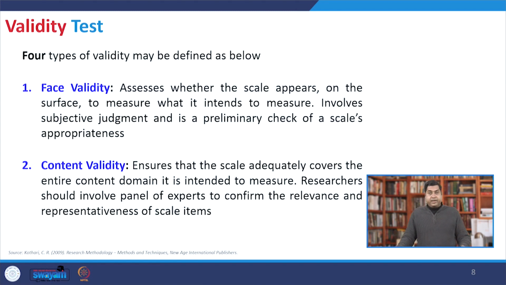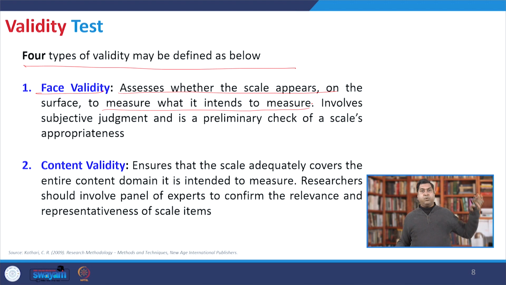Now coming to the validity test of the measurement scale, there are 4 types of validity, defined as follows. One is face validity. In this case, it assesses whether the scale appears on the surface to measure what it intends to measure, that what you want to measure is actually coming up. It is not that you wanted to measure a certain attribute and during your survey you are getting a different kind of information. It involves subjective judgment and a preliminary check of a scale's appropriateness.